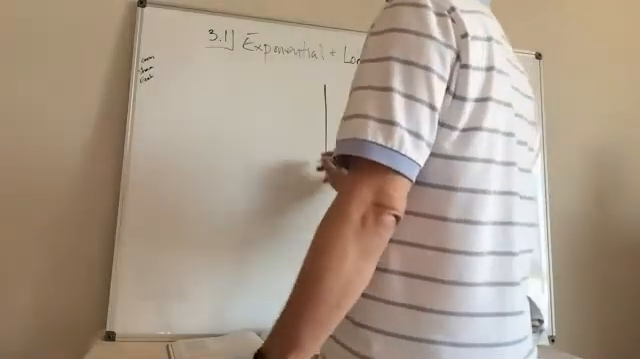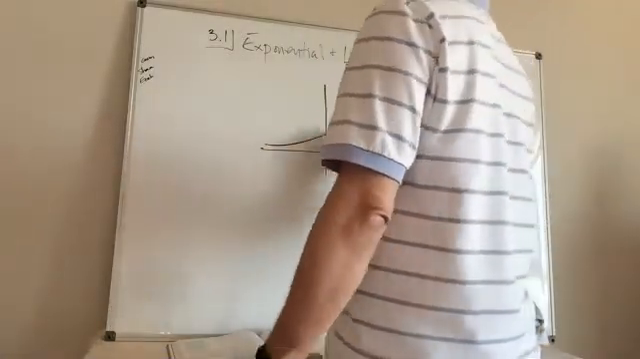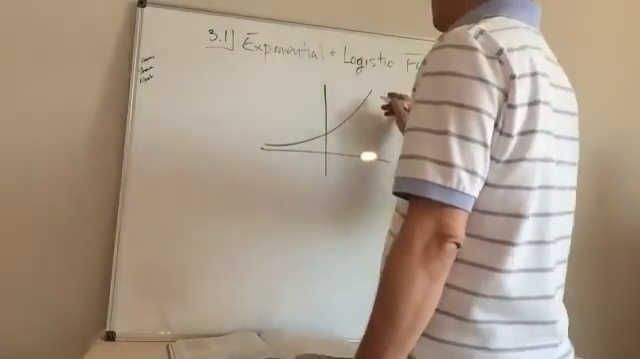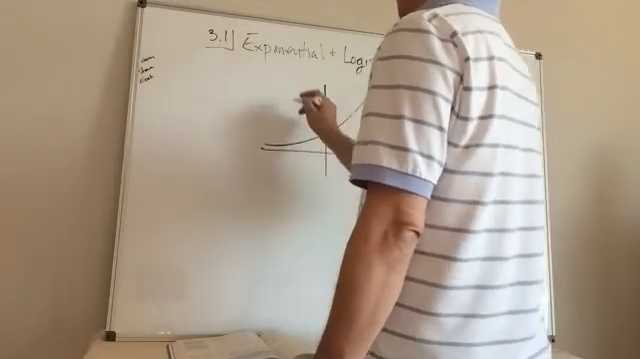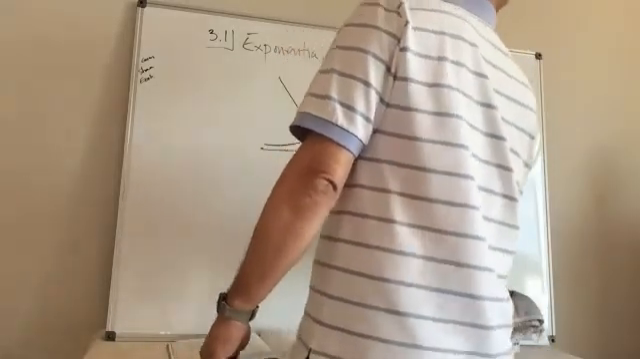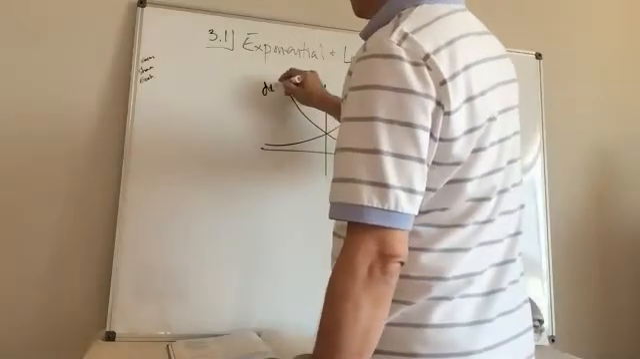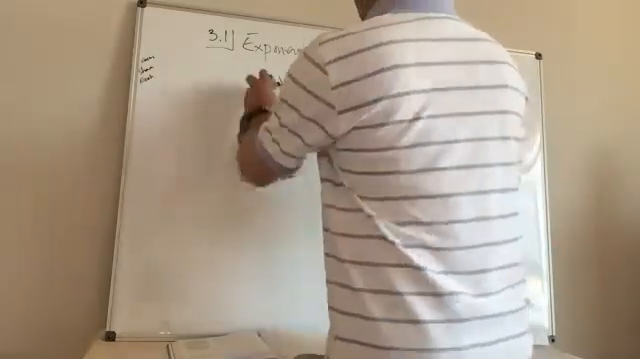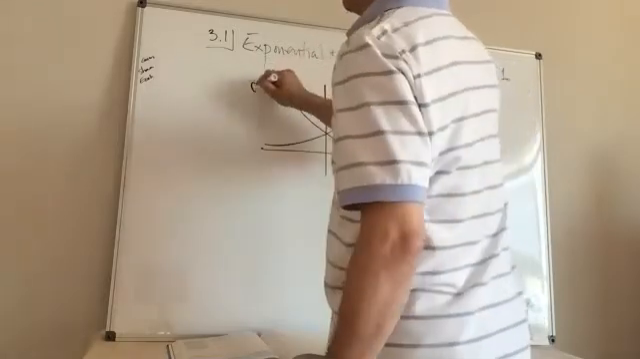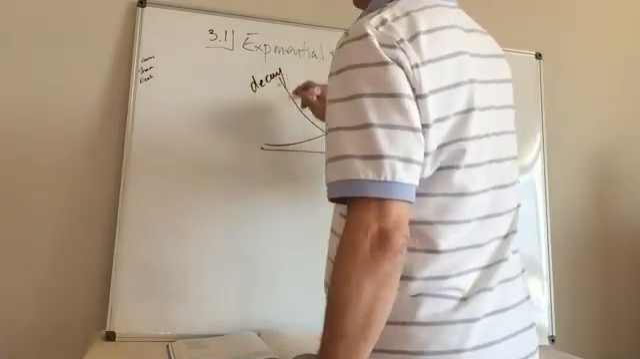So if you remember this, we had this is the growth curve. And then we had the decay curve that looked like this. So this would have been the decay curve. So this is the decay curve.